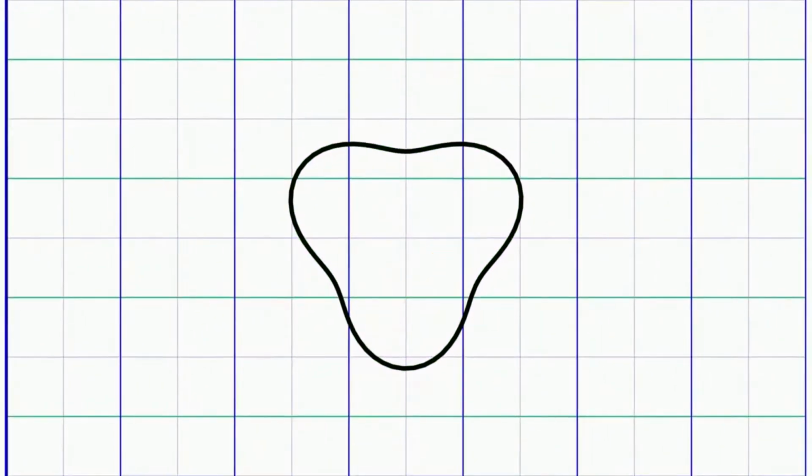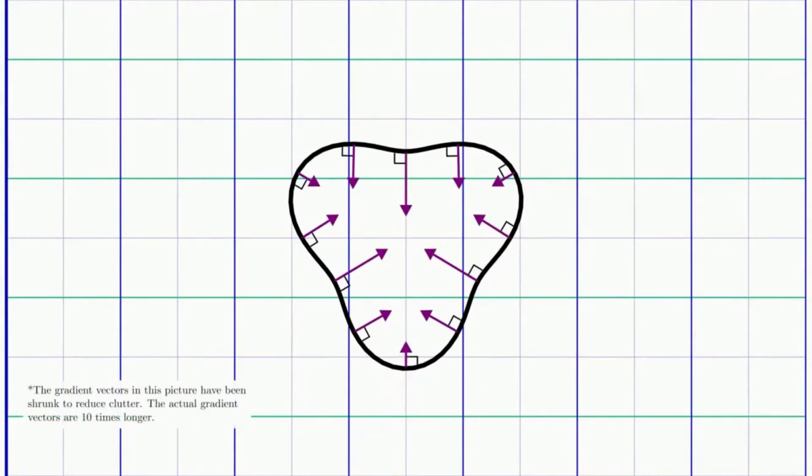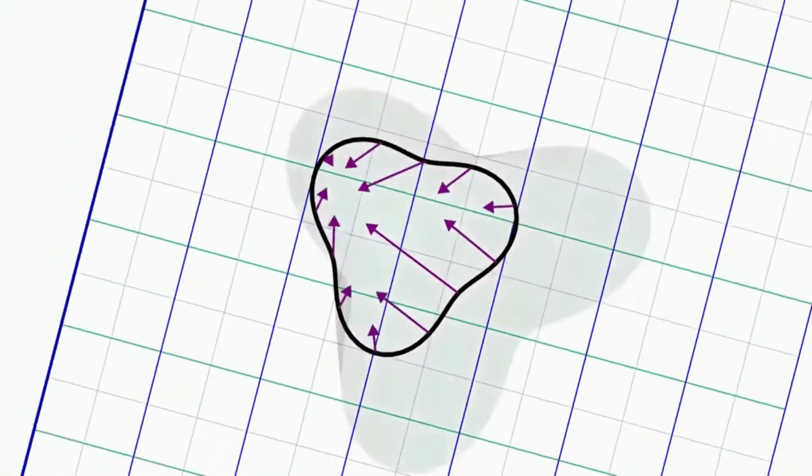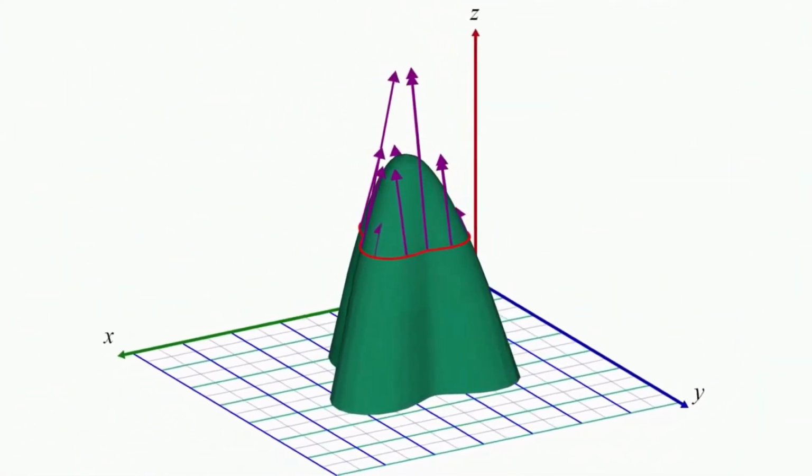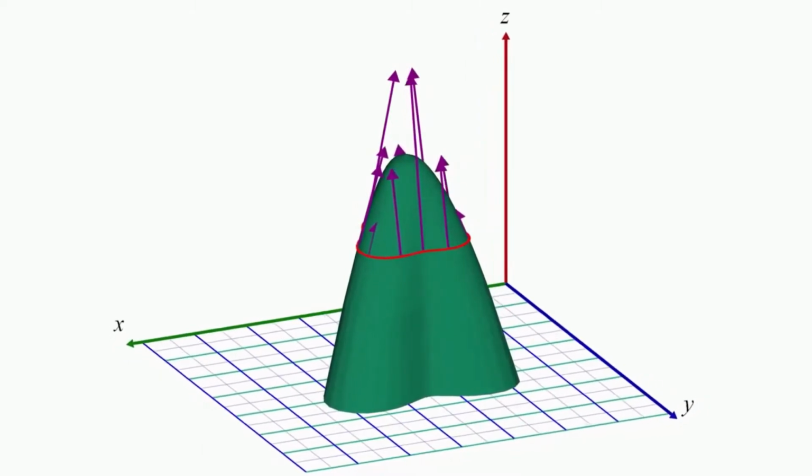Now, there's one fact about level curves that I want you to pay close attention to here. That fact is that the gradient vector to a surface at any point on a level curve is always perpendicular to the level curve at that point. To put it another way, the direction of steepest ascent, or descent, at a point on a surface is always perpendicular to the level curve containing that point.